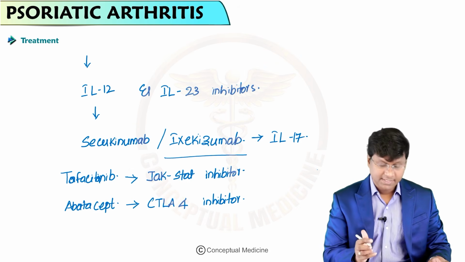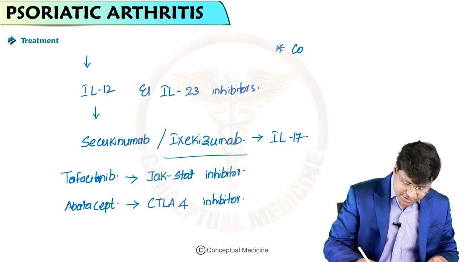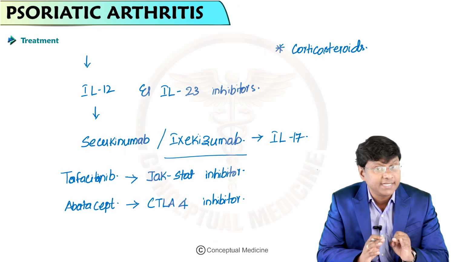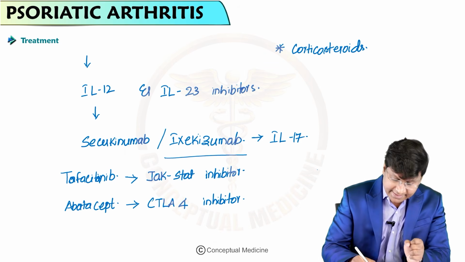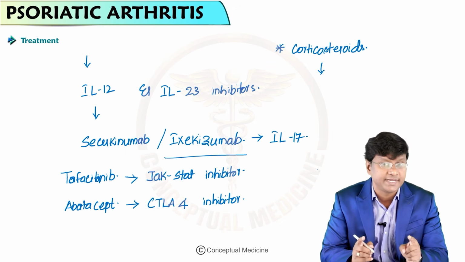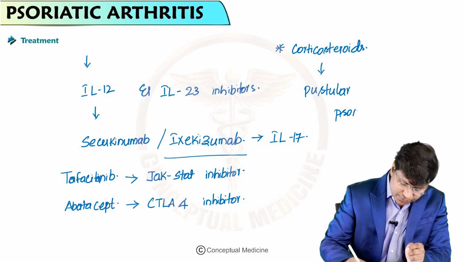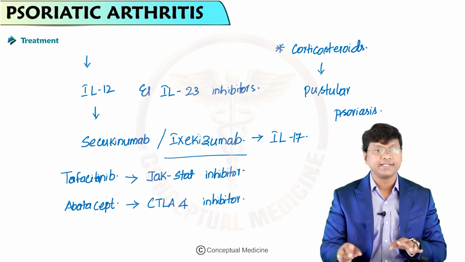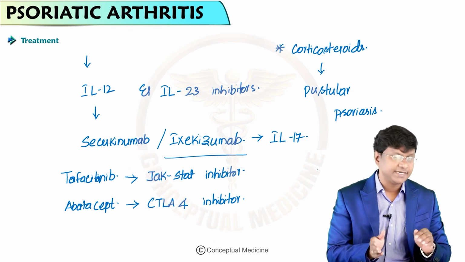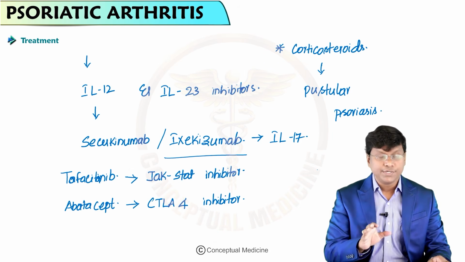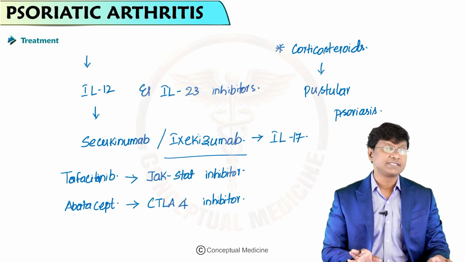And what about corticosteroids? Corticosteroids are less effective in psoriatic arthritis than in other forms of inflammatory arthritis. In fact, they may precipitate pustular psoriasis. This is a very important point: corticosteroids are less effective in psoriatic arthritis compared to other forms of inflammatory arthritis, and they may precipitate pustular psoriasis during the tapering of the corticosteroids. So this completes the discussion of psoriatic arthritis.